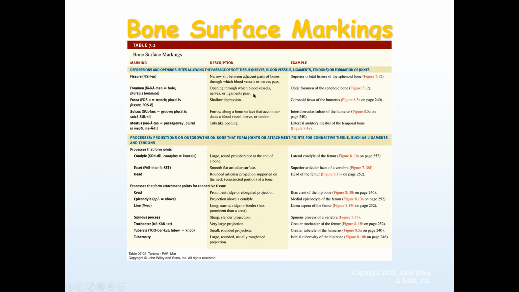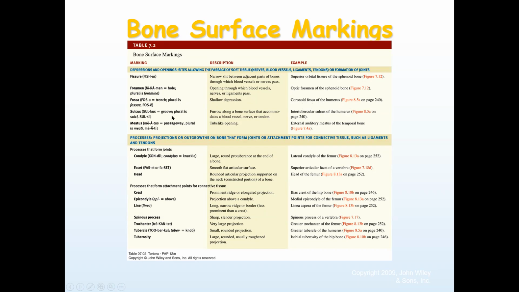Now, remember, we're talking about bones, not cardiovascular, so our example will, of course, be from a bone. So it mentions the optic foramen of the sphenoid bone. The optic foramen allows the optic nerve to leave the eyeball and then leave the orbit and head to the brain, okay? Then now we have the fossa. And a fossa is a shallow depression, like a saucer, right? And once again, we have an example here of the coronoid fossa of the humerus, which I'll mention in a bit. So we have fissure, foramen, and fossa so far.